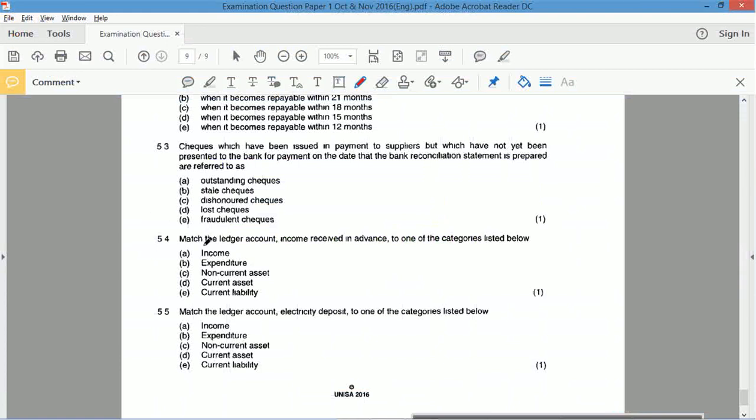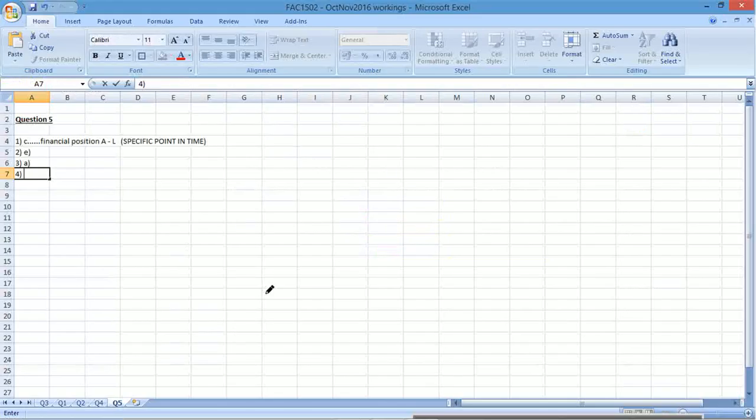Question 4. Match the ledger account income received in advance to one of the categories. If I receive income in advance, I have an obligation. An obligation is viewed as a liability, while a resource is an asset. So it's an asset if it's prepaid or accrued income, and a liability if it's accrued expenses or income received in advance. So E, current liability.